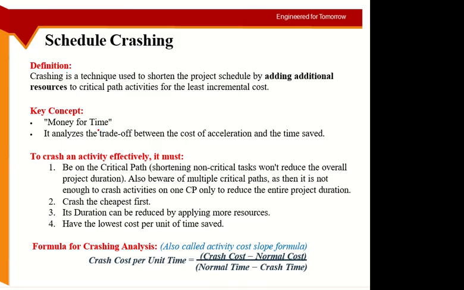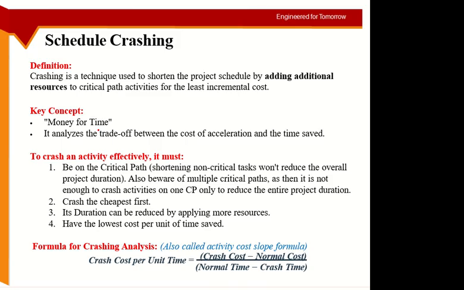If you did 2 days compression on one path and 1 day on the other, in the end you will compress the entire project by 1 day only. So in the end you have to look at the longest path. How much did I reduce on the longest path? If there are two parallel paths, both of them longest, you have to compress them by the same amount to have that much effect on the duration.